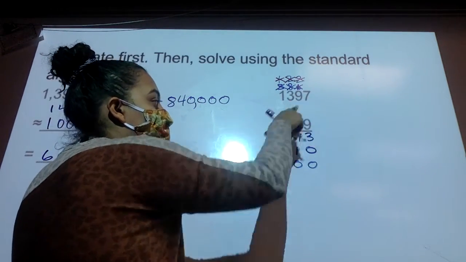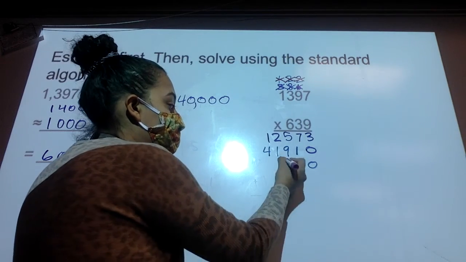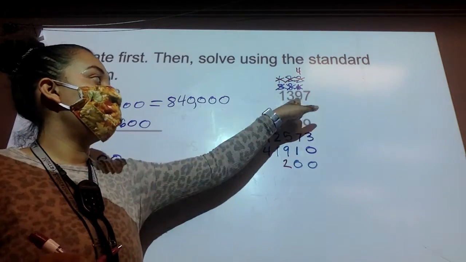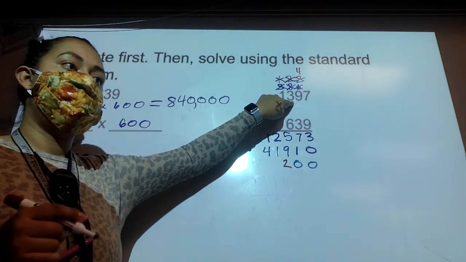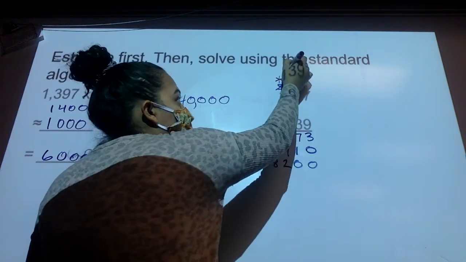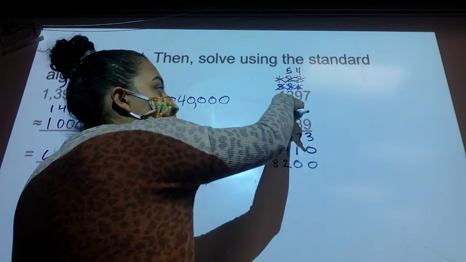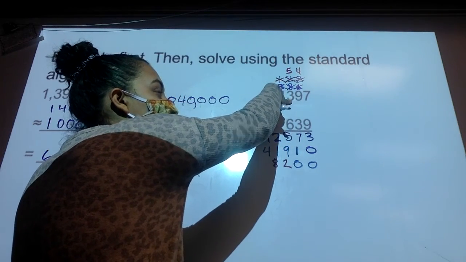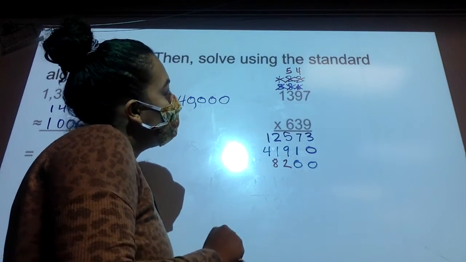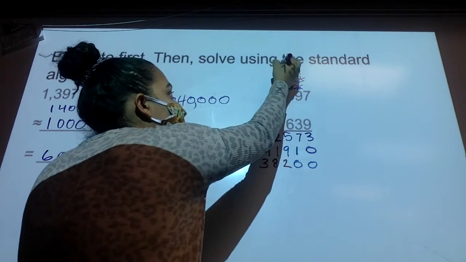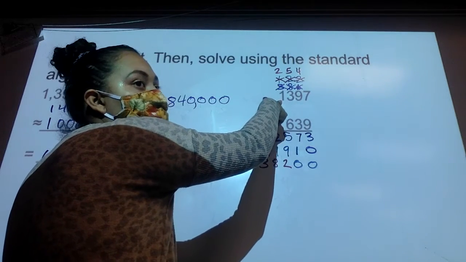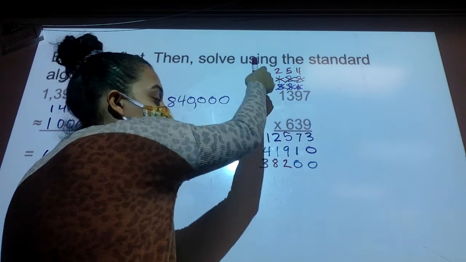Okay, 6 times 7. 6 times 7 is 42. 2 here, carry the 4. 6 times 9, 54. 54 plus 4, 58. 8 here, carry the 5. 6 times 3 is 18. 18 plus 5 is 23. 3 here, carry the 2. 6 times 1 is 6, plus 2 is 8.